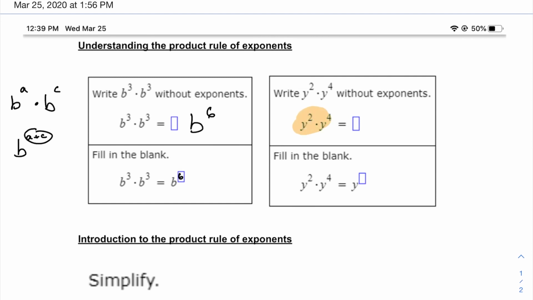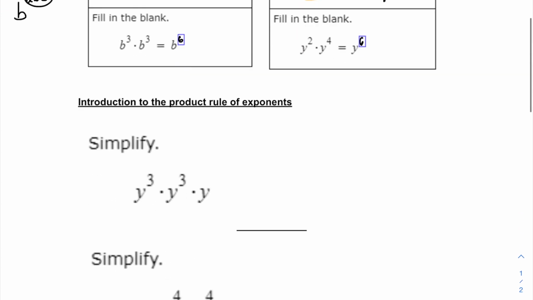Over here on the next one, now we have y to the second and y to the fourth. First thing you need to check, make sure that they're the same base. The next thing you need to check is make sure that they're being multiplied. If they're the same base and they're being multiplied, all we have to do is add our exponents. So 2 plus 4 is 6. We'll get y to the 6th. So 6 would go there.